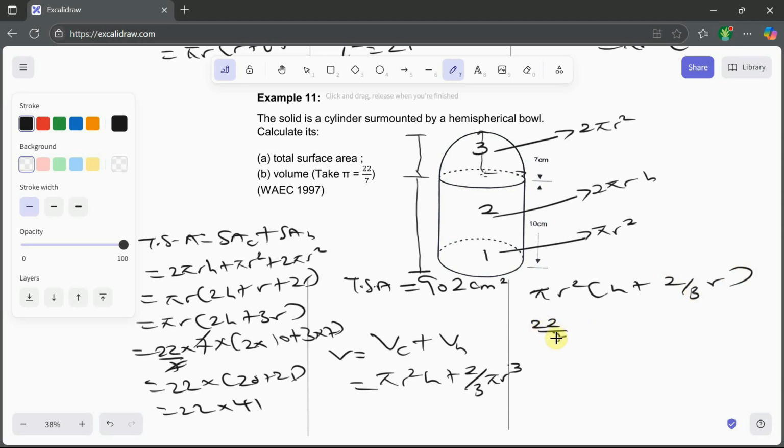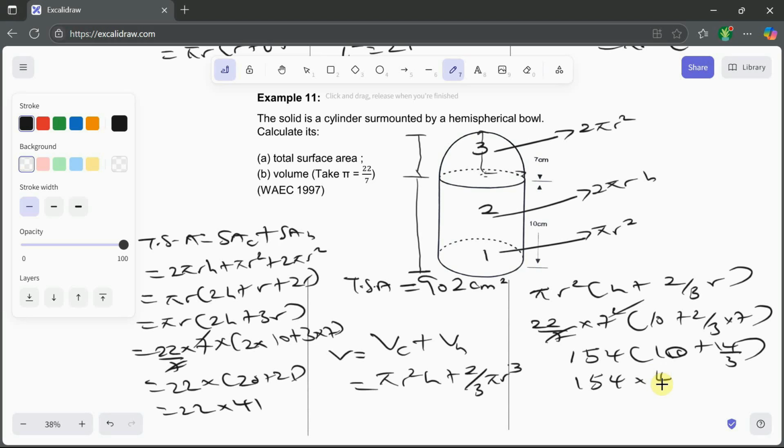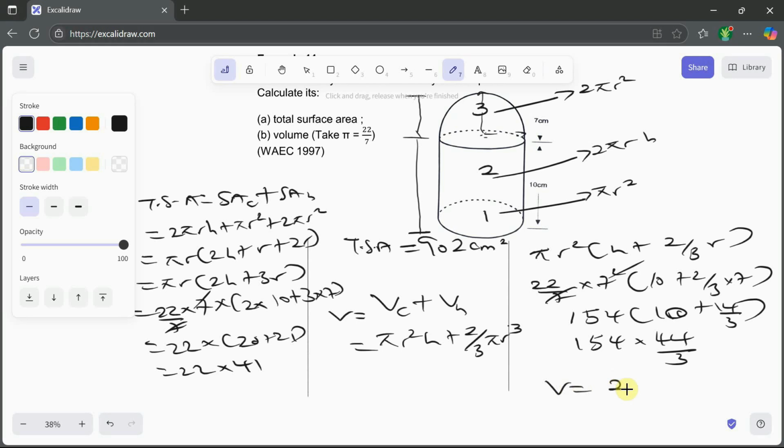And this is 22 over 7 times the r, which is 7, that's 7 squared, times the h, which is the height of the cylinder, 10, plus 2 over 3 times 7. So one of the 7s will go. So 22 times 7 will give you 154 times bracket 10 plus 14 over 3. So 10 plus 14 over 3 will give you 44 over 3. So this is 154 times 44 over 3. If I multiply this out, my volume here is 2258.67 centimeter cubed.